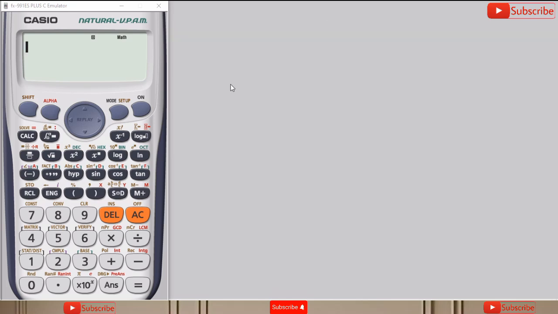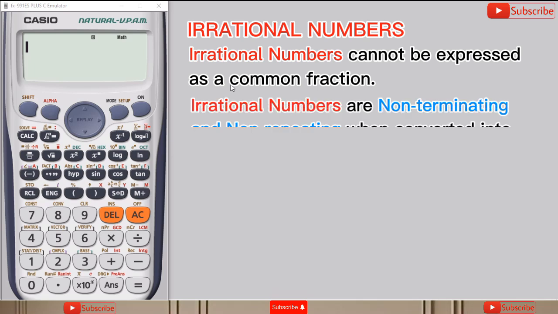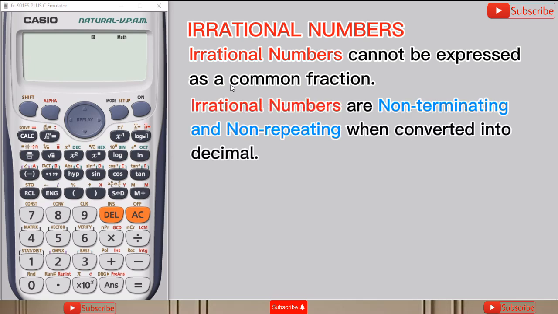Now, let us move on to talk about irrational numbers. Irrational numbers are the direct opposite of rational numbers, and these numbers cannot be expressed as a common fraction. When these numbers are converted into decimals, they are non-terminating and non-repeating. Non-terminating simply means they do not end, and non-repeating means they do not repeat after the decimal point.